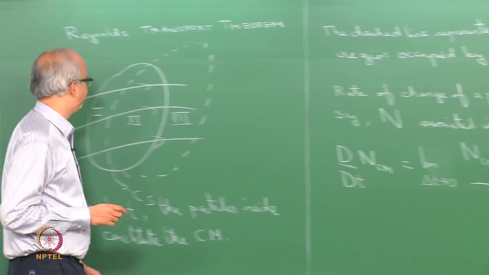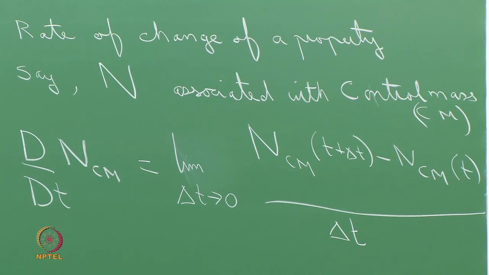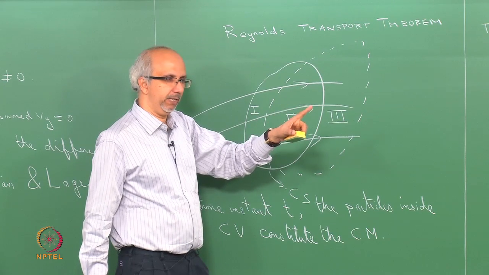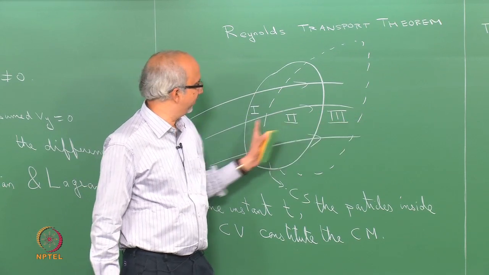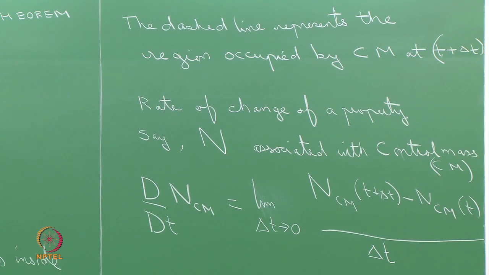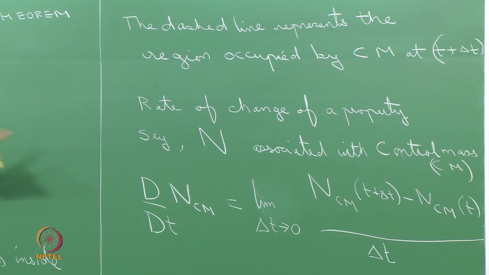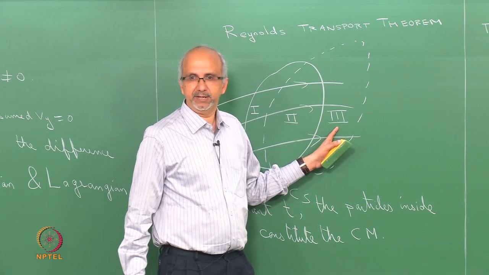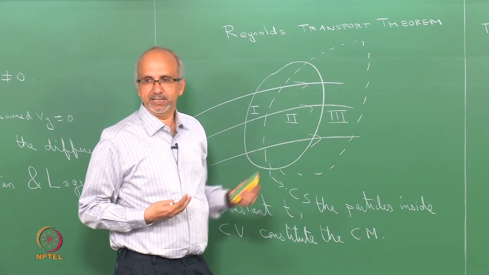So let us go back a little bit here. I want you to recall that the property associated with the control mass at time instant t is the same as the property present in regions 1 and 2, because at time instant t the control mass is occupying regions 1 and 2. And at time instant t plus delta t, the control mass is now occupying regions 2 and 3. So the property associated with the control mass at time t plus delta t is the property present in region 2 at time t plus delta t and the property present in region 3 at time t plus delta t. So you can see that I am shifting from control mass to a region in space, and then we will see how things change in the limiting process.